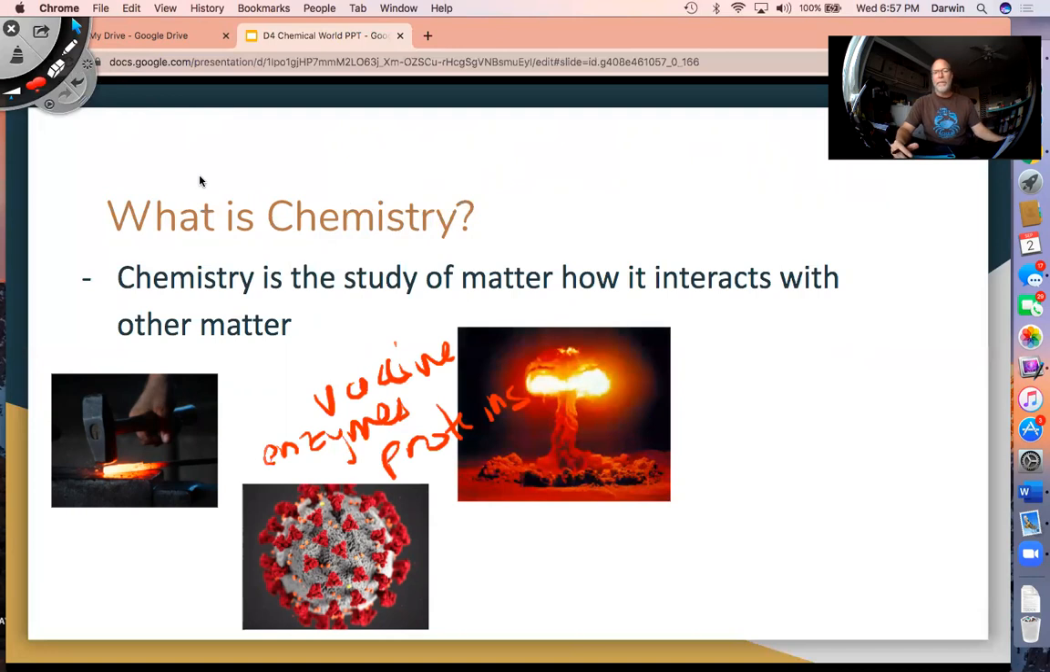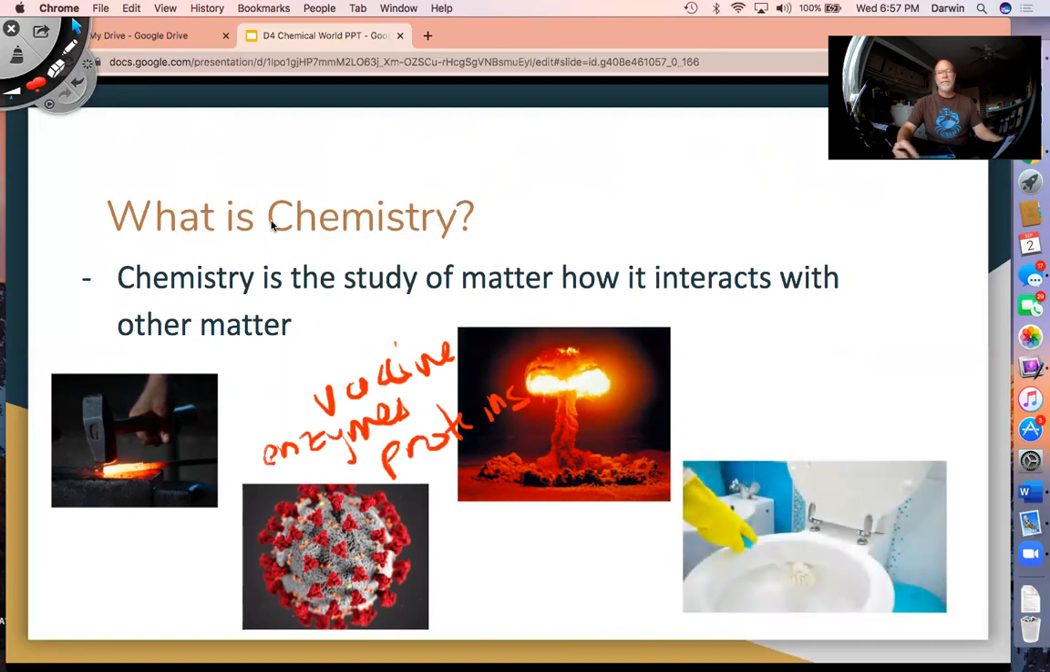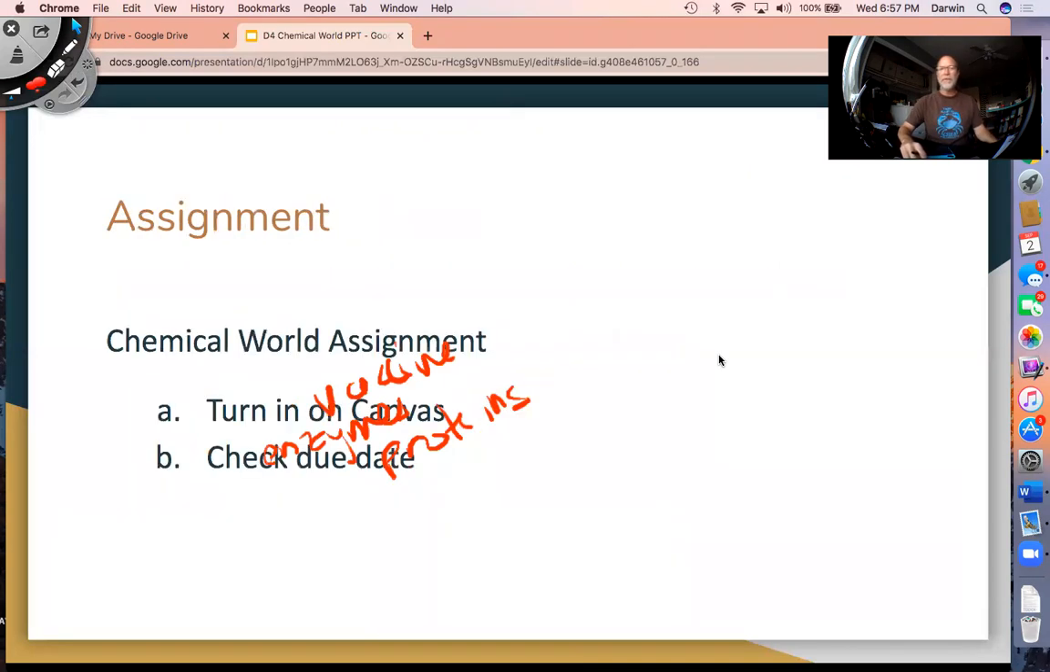A nuclear bomb or some type of huge explosion, that is a chemical reaction. And just something as simple as cleaning your toilet, the chemicals they use to clean the toilet, we'll be working with those this year. Not in the same form as the toilet bowl cleaner, but we'll be working with those, because mainly that is just very expensive bleach, but we'll talk about how the chemical industry rips people off. So that's what chemistry is.